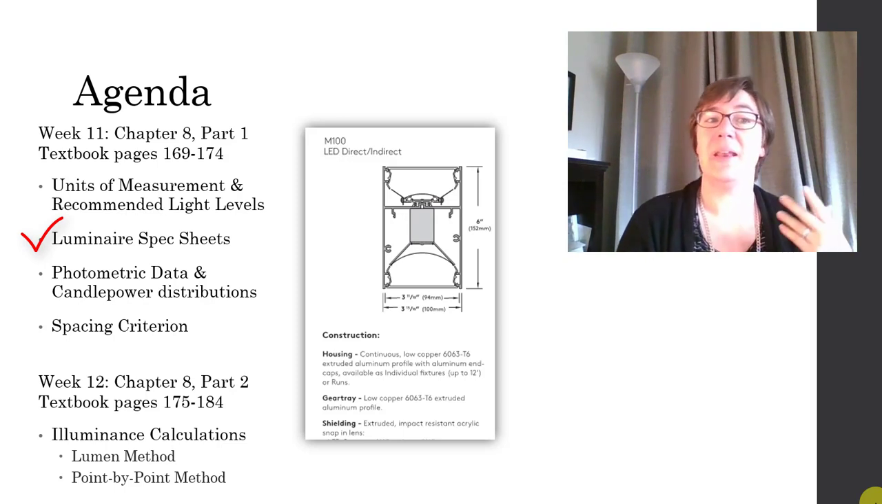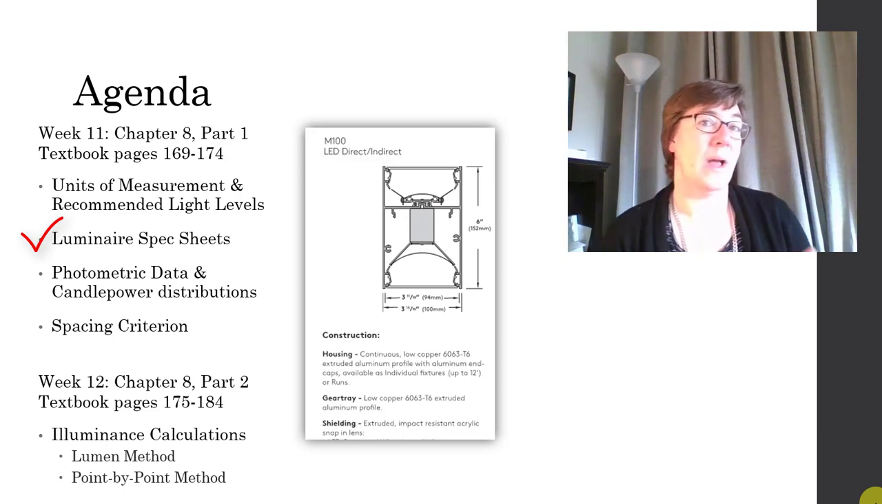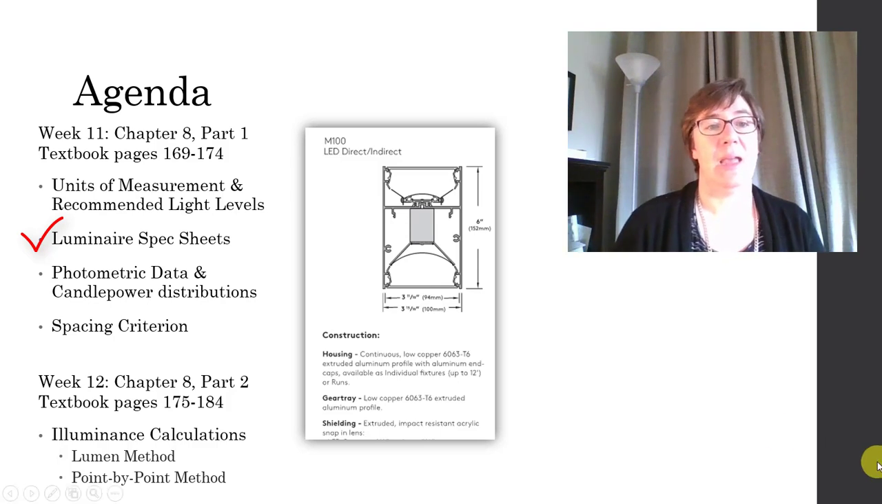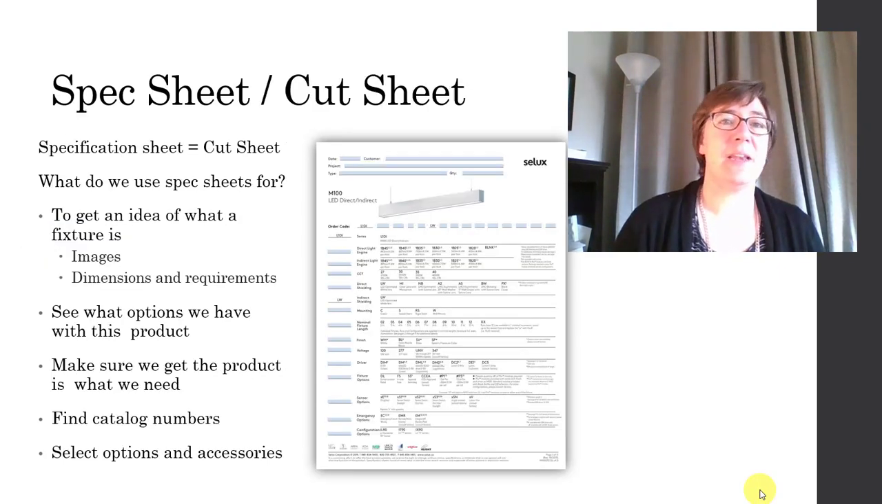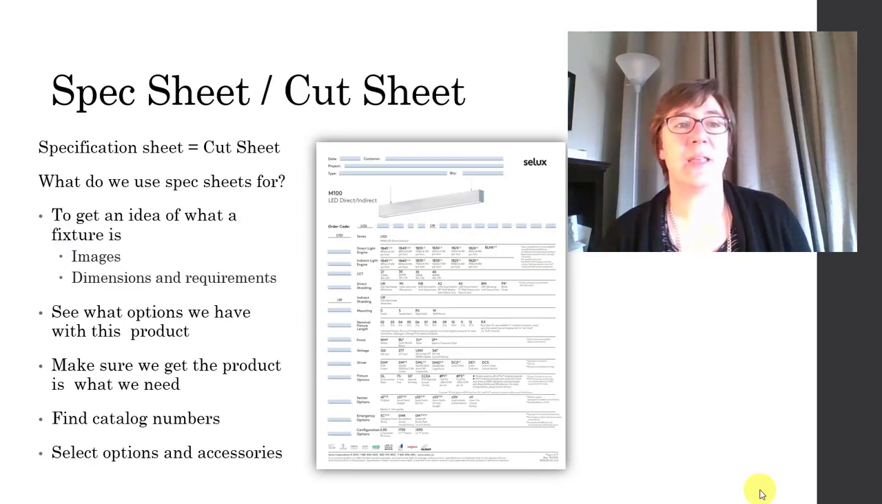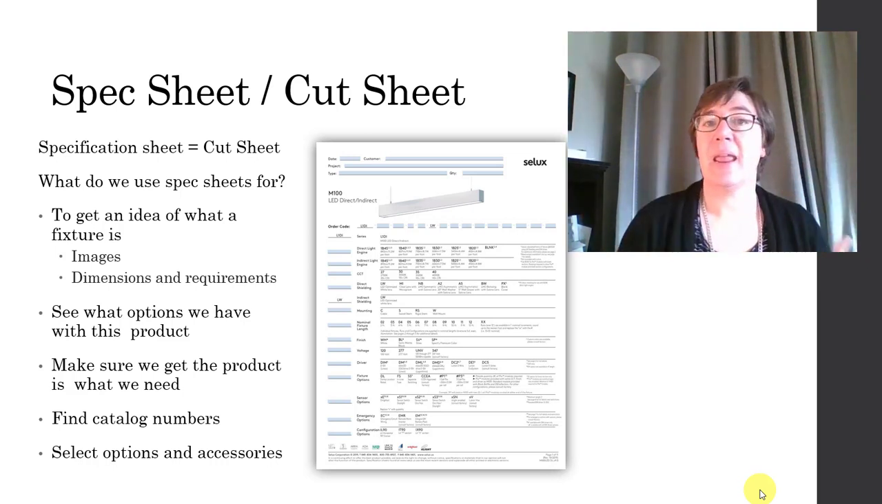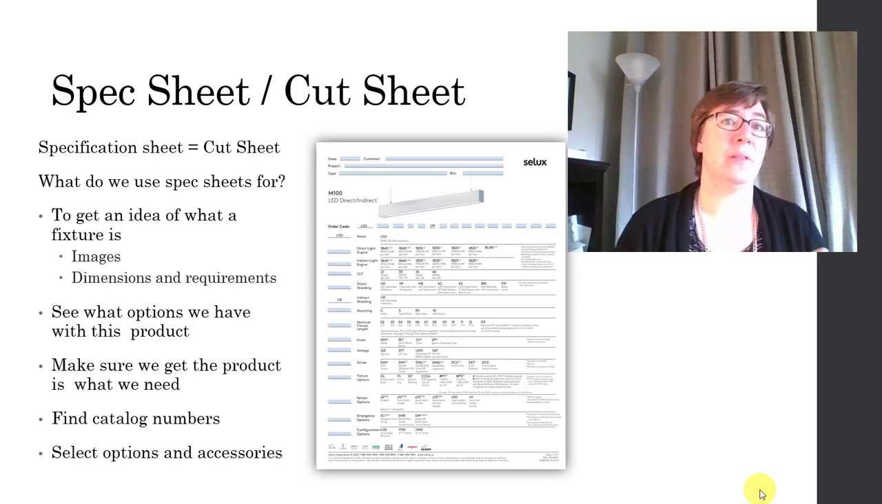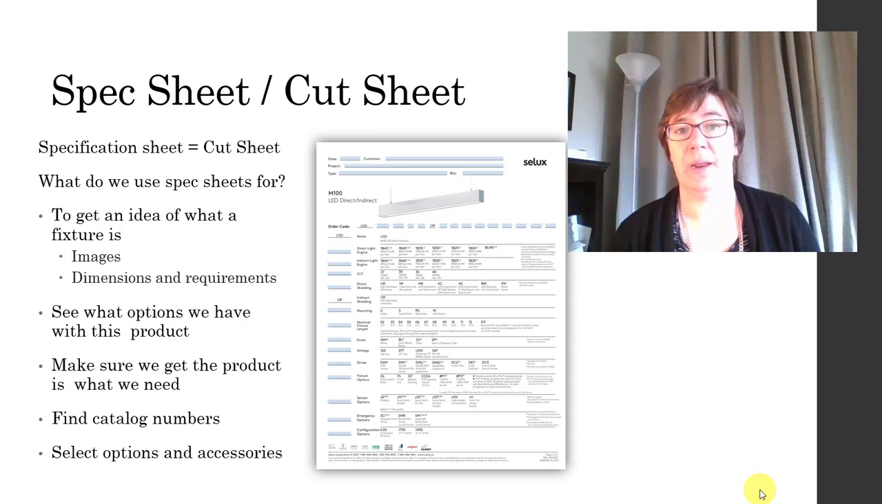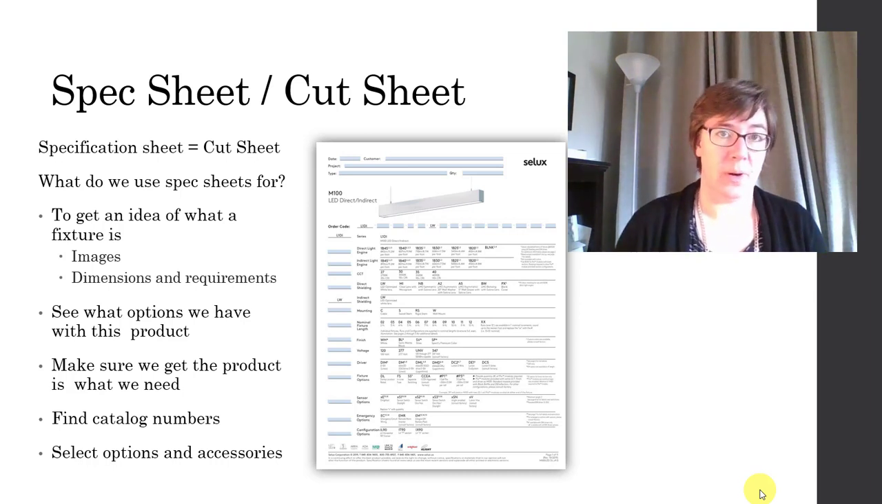So we're still in week 11, part 1, so chapter 8, part 1. And we're talking about our second topic here, which is Luminaire spec sheets. Spec sheet, cut sheet, what are these things? It turns out that spec is a nickname or a shortening of specification. And it means the same thing as cut sheet. These are the two terms that mean the same thing. Spec sheet, cut sheet. All right. What do we use them for?